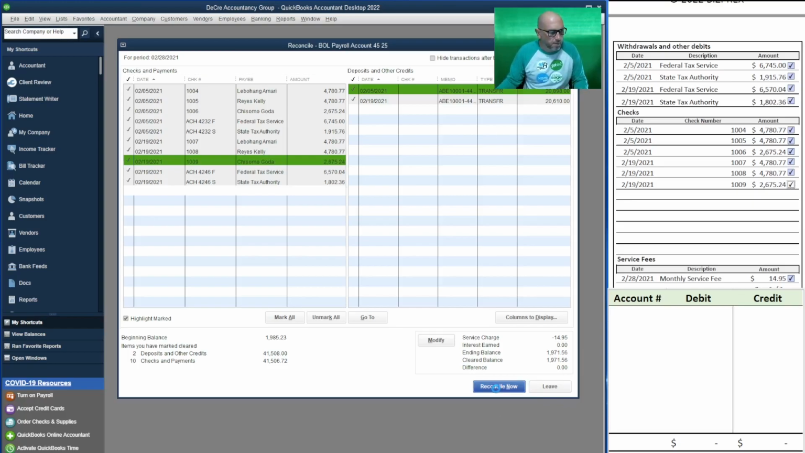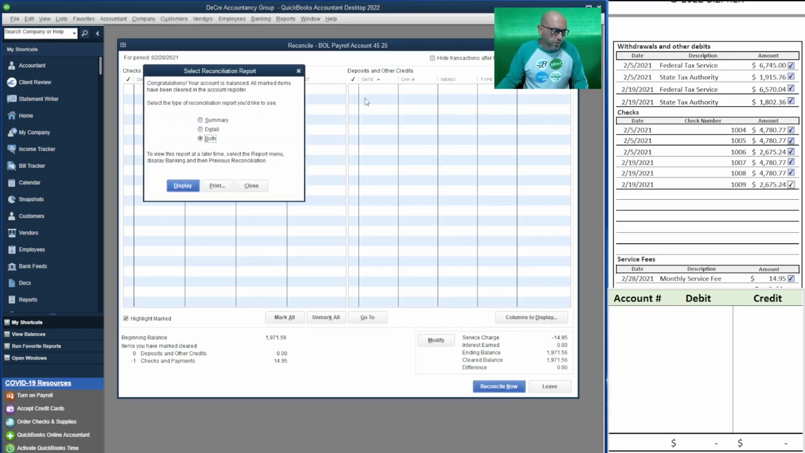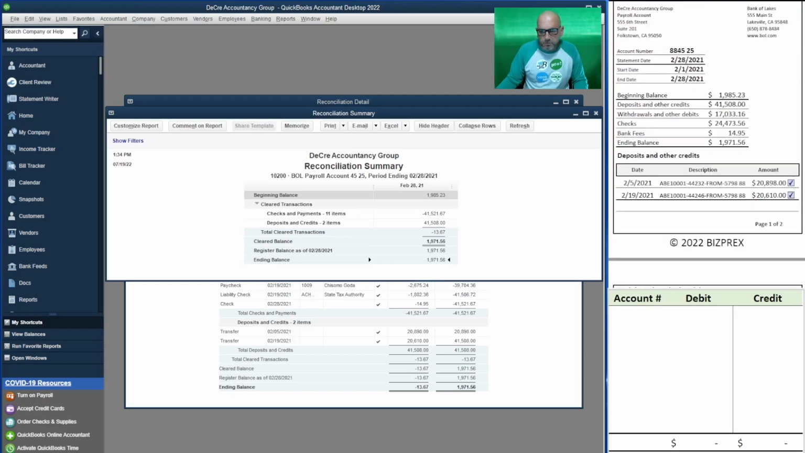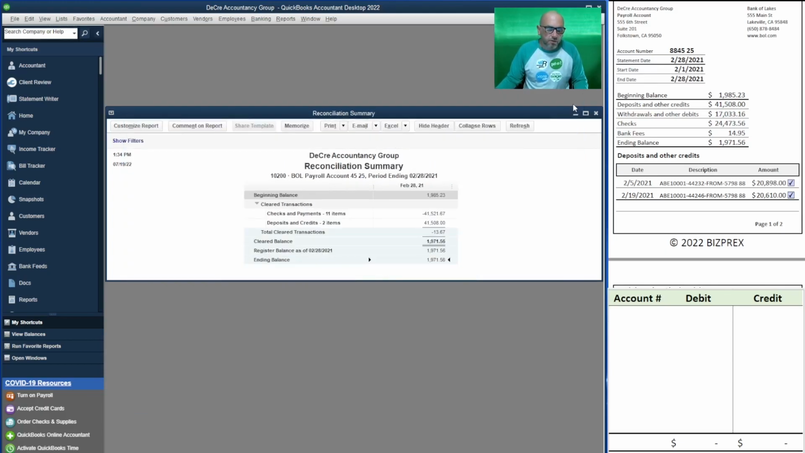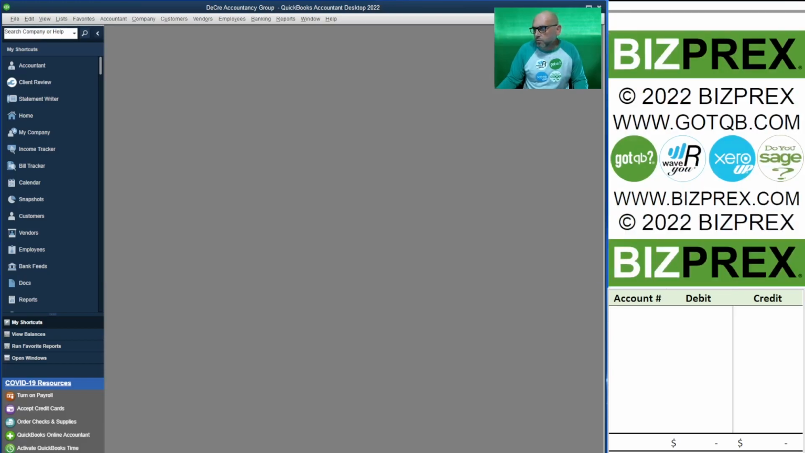Okay, we would typically print both. Again, this is the summary. Makes sense. The balance matches. All good. We would print this report. We would print the detailed report, attach it to the statements, and we're good with reconciliation of the payroll account. Let's keep moving forward. We have one more account, right?